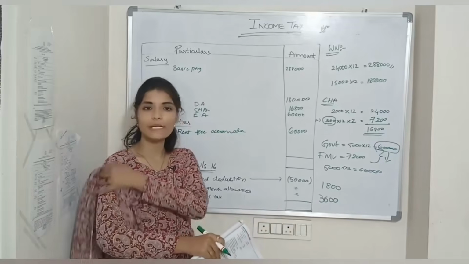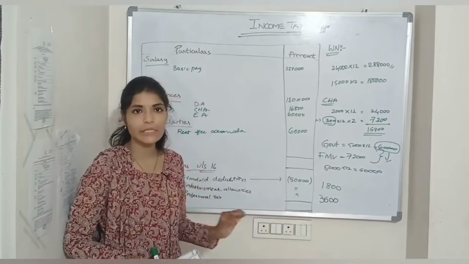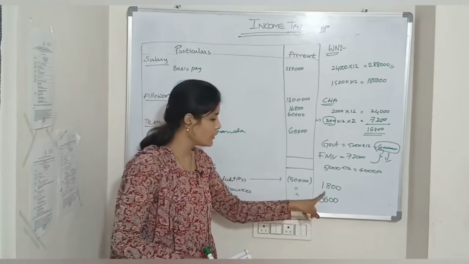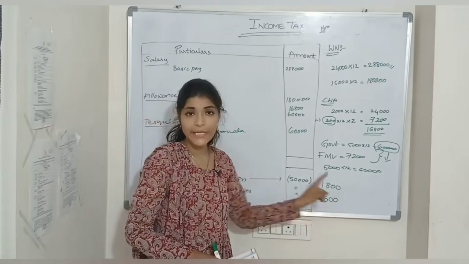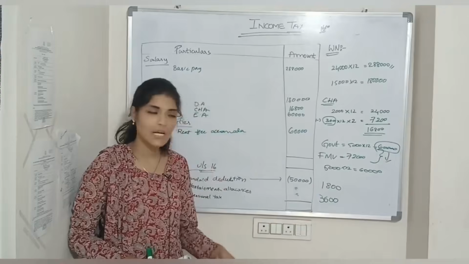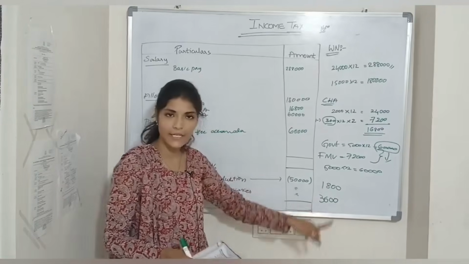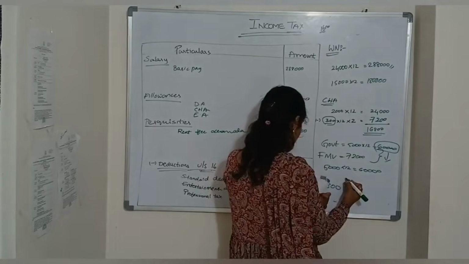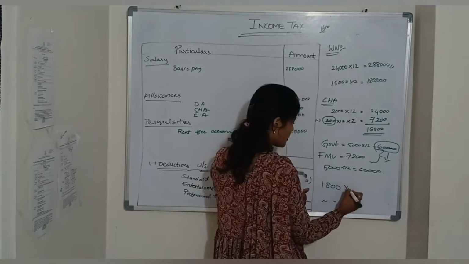You need to. They will not give amount, ma. They will not at all give any amount. If they are mentioning small car means you need to take 1800 per month. If they are mentioning big motor car means you need to take 3600. Here they have mentioned small car, so that's why 1800 per month. 1800 means for 12 months how much it will be?